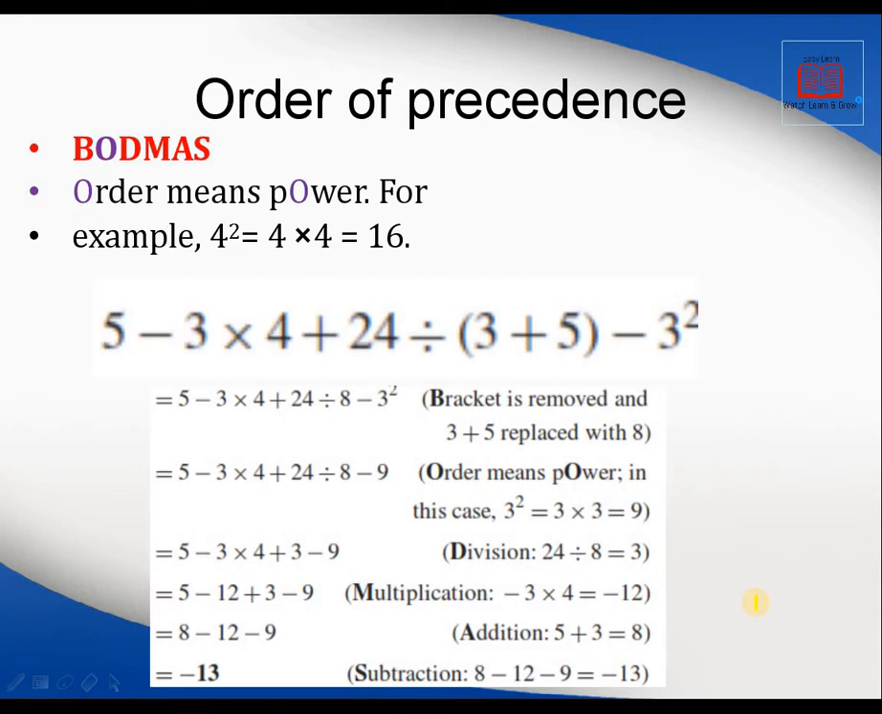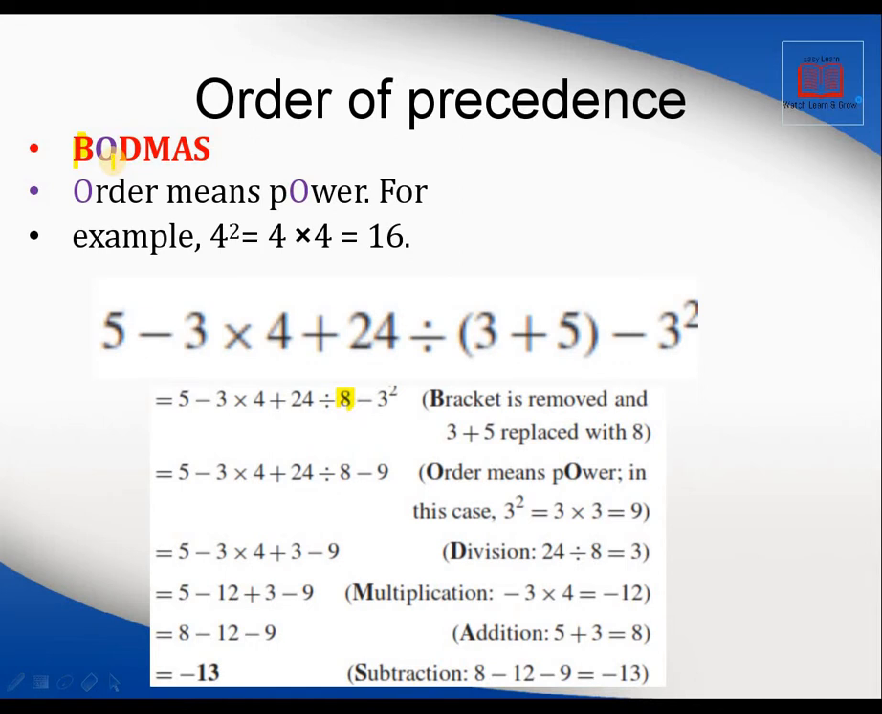Okay, we are going to solve an example here. Let's solve this question. First of all, there is a B. If there is a bracket available, we are going to solve the bracket first. Here the bracket is 3 plus 5, and we solve it first: 5 plus 3 is 8. So we replace it with 8 in the first step.